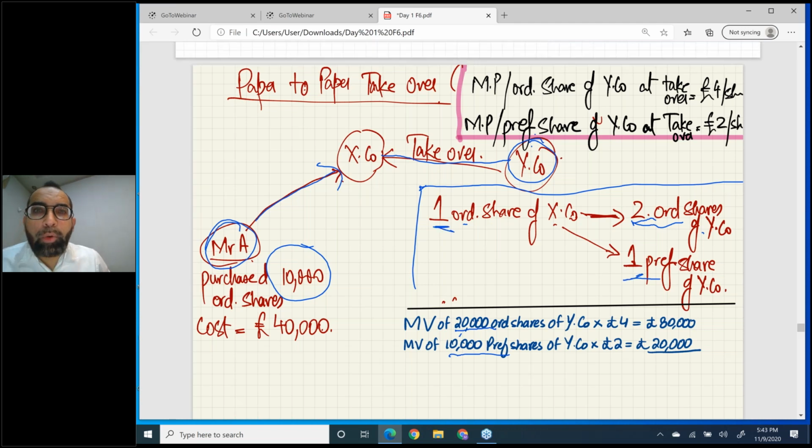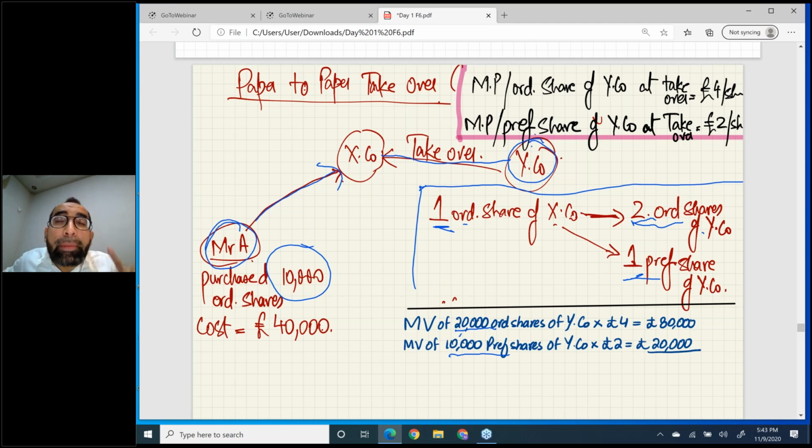Now, be very careful. Mr. A gave his existing shares and got new shares, two types of new shares. So Mr. A called the tax department immediately. Sir, do I need to pay any tax? The tax department said no, you don't need to pay any tax because you didn't get any cash.